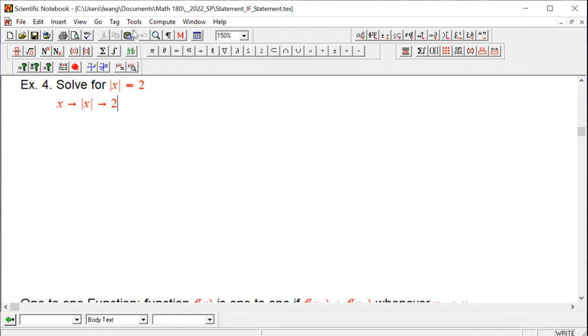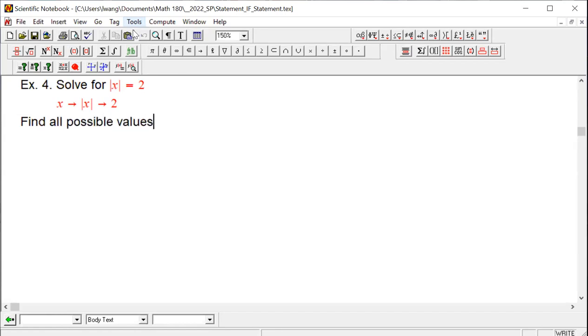And solving for means find all possible values for X such that the output is 2. That's it, right? And of course, we know the output, we're looking for the input. Well, this is related to the absolute value function.